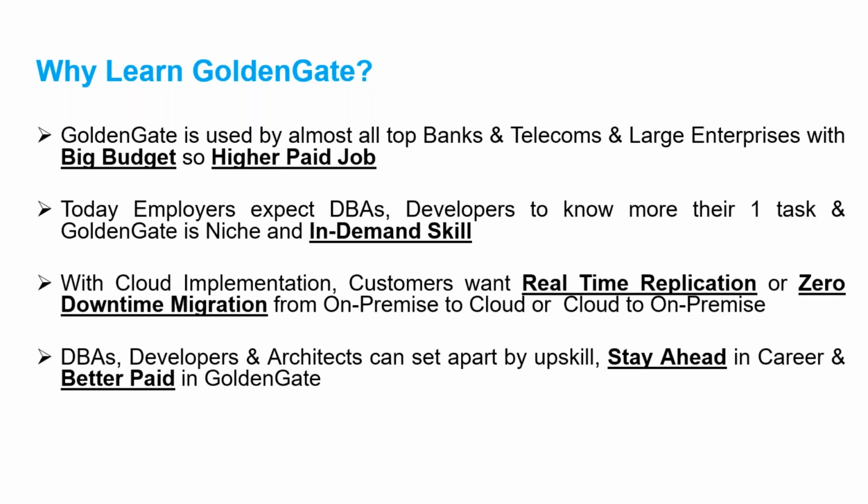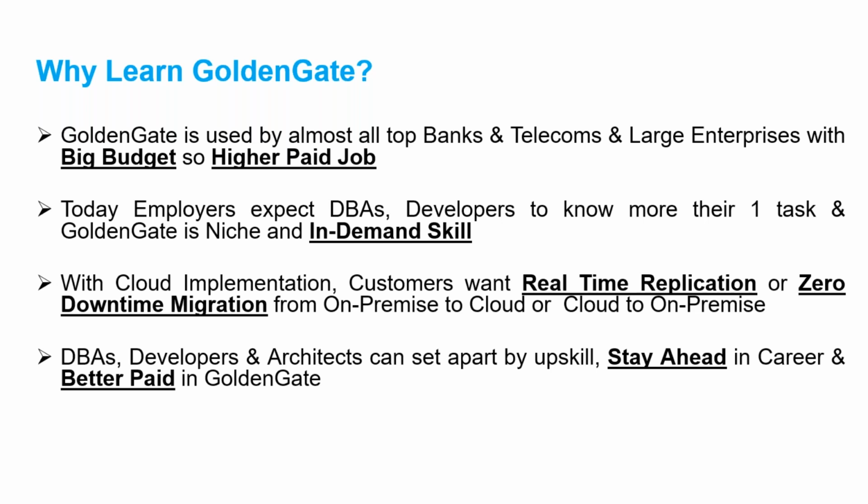Same way in Canada as well. The average salary of a DBA is around $80,000 per annum. I'm talking about 60 to 80,000 per annum. But when you have Golden Gate skill, it shoots up to 145,000 in Canada. So Golden Gate adds weightage to your resume. Along with that, it helps you earn more as well. Same with UK and Europe as well. So if you add Golden Gate to your resume, it adds very much value.